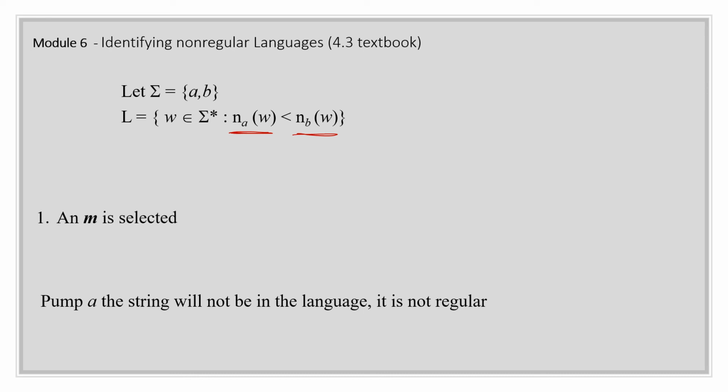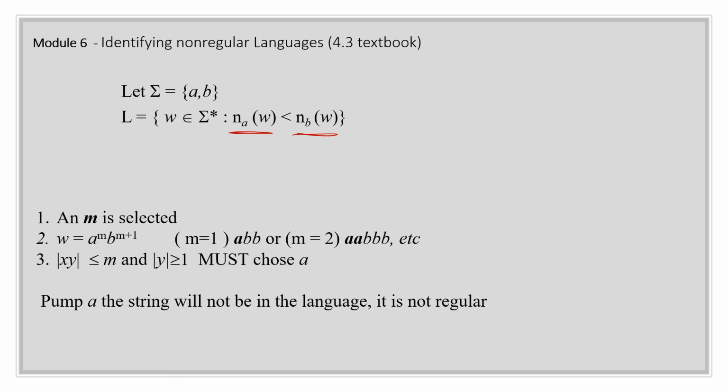So if you select an M, you're going to say, okay, the string that I'm going to pick is A to the M, B to the M plus 1. So that's going to be a string in my language. If M is 1, my string would be A, B, B. If M is 2, my string would be A, B, B, B. Because the size of XY must be less than or equal to M, if M is 1, then I must choose an A. If M is 2, I must choose an A. So if I pump the A, then the string will not be in the language, and therefore I conclude that the language is not regular.